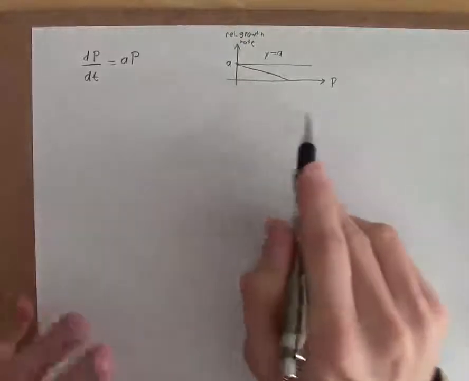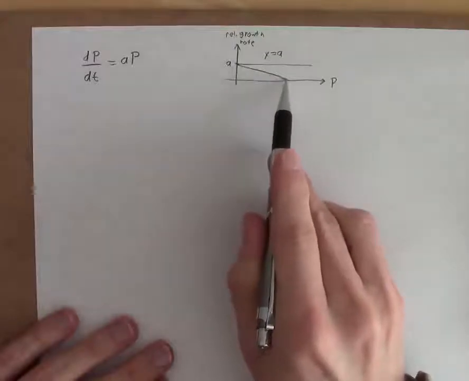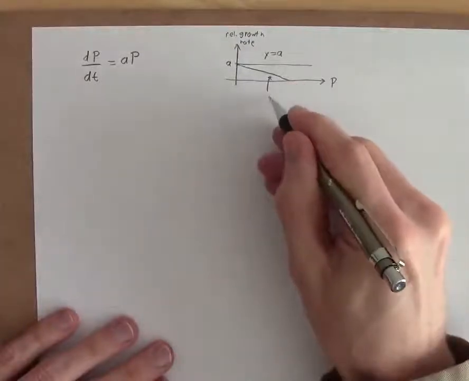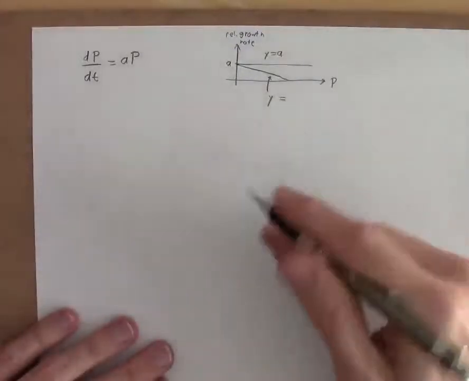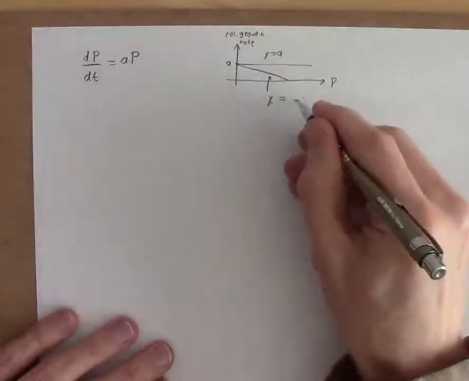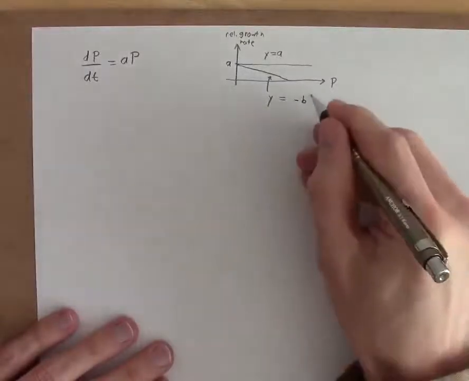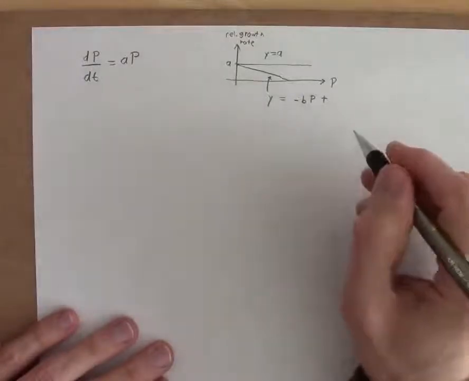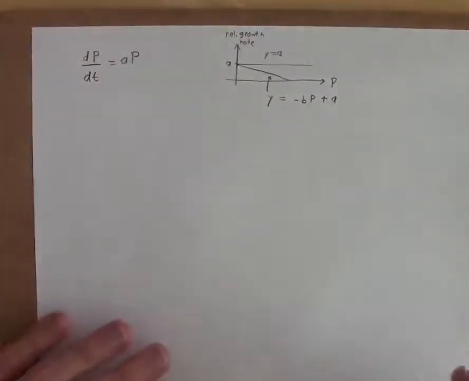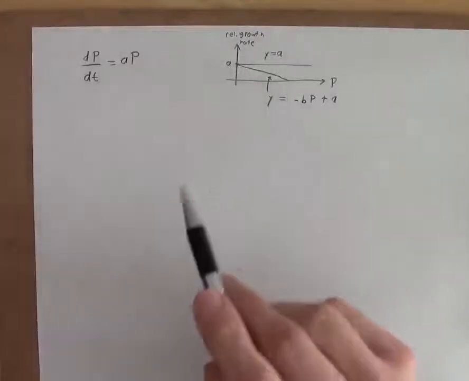So just as the simplest case, I'm going to have a line going from the intercept at A downward. If that is a linear equation, then it would be y equals mx plus b, and the slope is negative, so I'm going to write that as negative b as our slope, multiplied by the P, and then our intercept is at A. So that'd be an alternative for the relative growth rate, just something that's linear and going down.